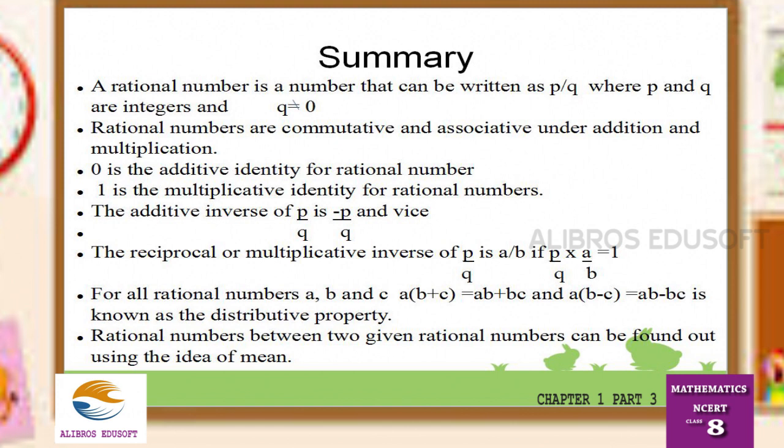The reciprocal or multiplicative inverse of P by Q is A by B if P by Q into A by B is equal to 1. For all rational numbers A, B and C, A into (B plus C) is equal to AB plus AC, and A into (B minus C) is equal to AB minus AC, known as the distributive property. The rational numbers between two given rational numbers can be found using the idea of mean.